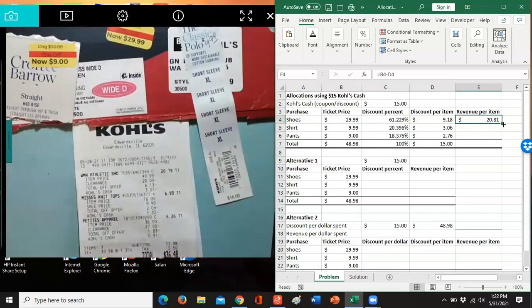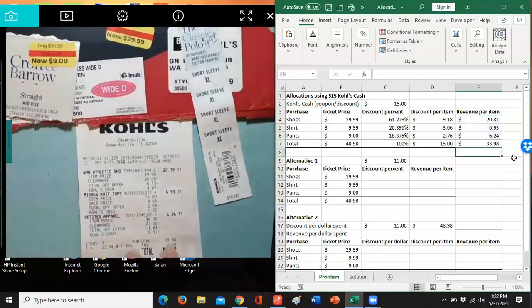Now here I can copy this down. Don't want to use the F4 at all because I always want it to be in that row. I want to sum that up. $33.98 is how much they charged me.